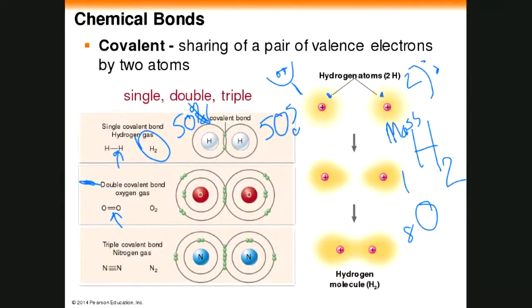We can go one step further. Certain elements, for example, like nitrogen, can actually create not double, but triple bonds. In this case, we're sharing 6 electrons, 3 pairs of them. And that's known as a triple bond, which we indicate with 3 lines.